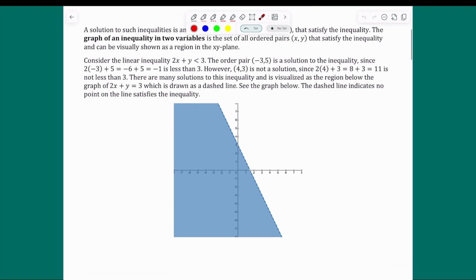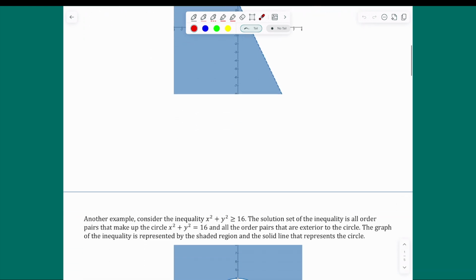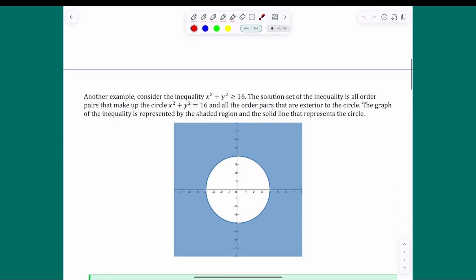However, of course, we just defined what a nonlinear inequality is, and so here's another example. Consider the inequality x squared plus y squared greater than or equal to 16. The solution set of the inequality is all ordered pairs that make up the circle x squared plus y squared equal to 16, and all ordered pairs that are exterior to the circle. The graph of the inequality is represented by the shaded region, and the solid line represents the circle.